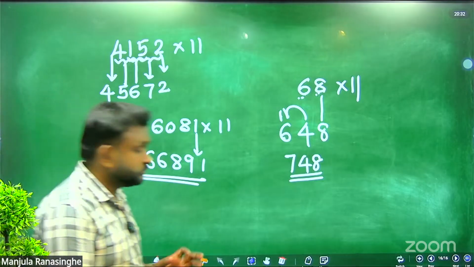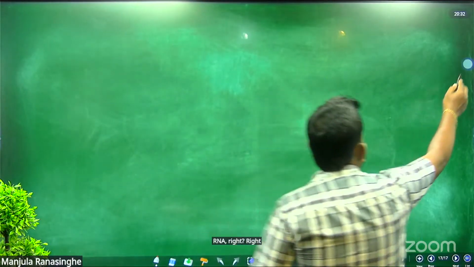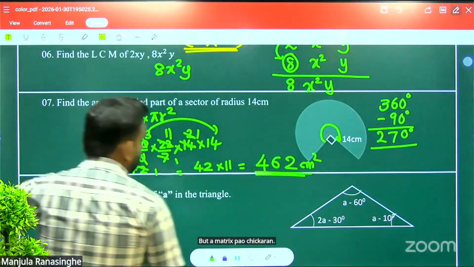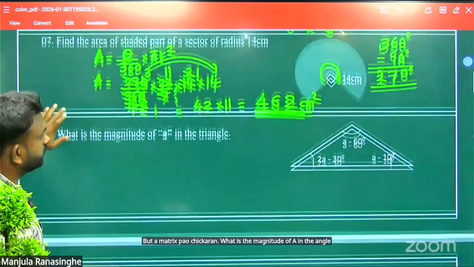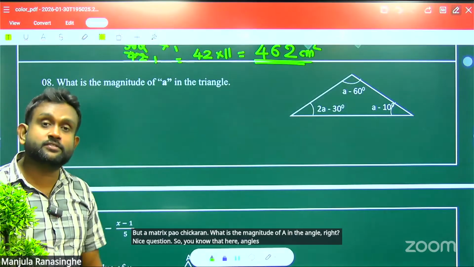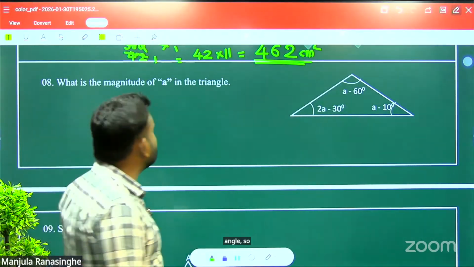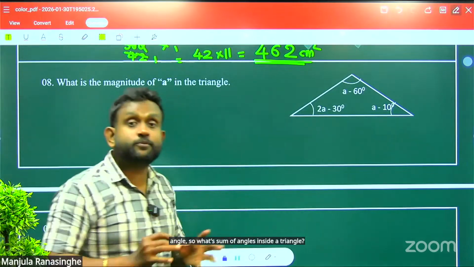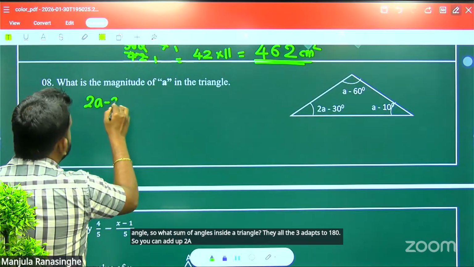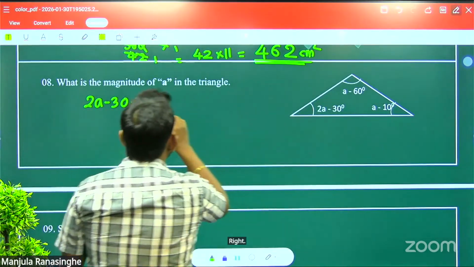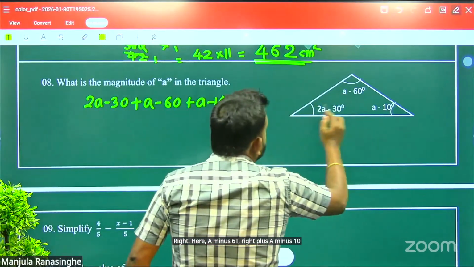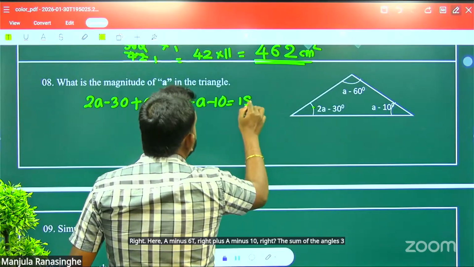Right, now we are moving to the question. Use the tricks. What is the magnitude of A in the angle? Right, nice question. So you know that here angles inside triangles. So what's the sum of angles inside the triangle? They all three add up to 180. So you can add up 2A minus 30 plus, right, here A minus 60, plus A minus 10. The sum of the three angles equals 180 degrees.